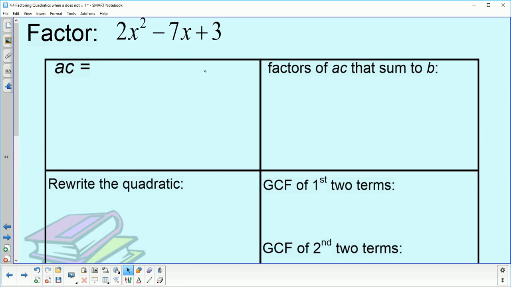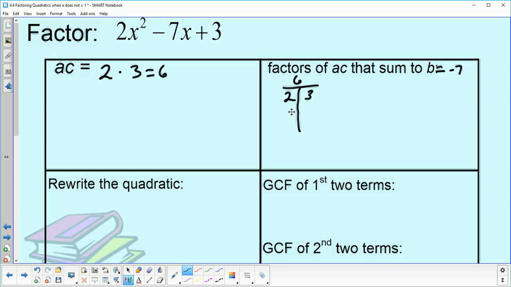Okay, what this looks like in an example, if we want to do a times c, we're going to take 2 times 3, and so we get that ac is 6. Well, now I want the factors of ac that sum to b, and you'll see here that b is negative 7. So I'm going to go ahead and write 6, and then start listing out factors. So I know 2 and 3, I know 1 and 6, and 2 plus 3 is 5, so that doesn't work.